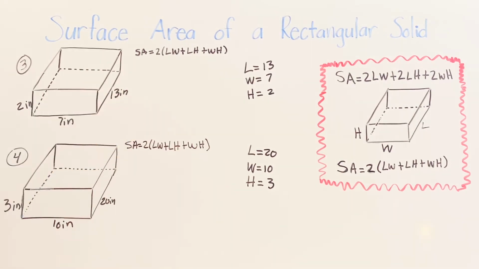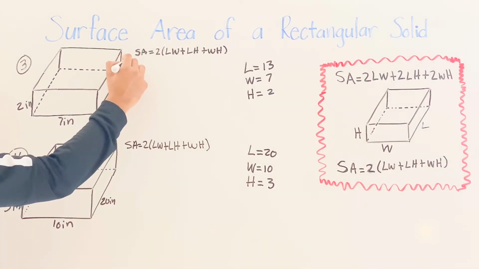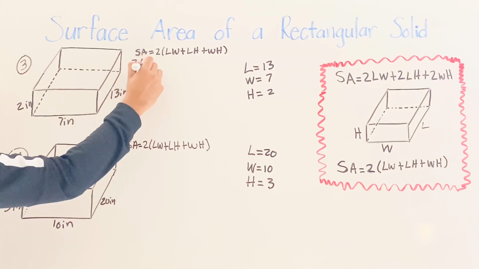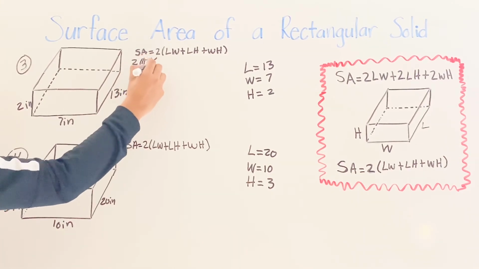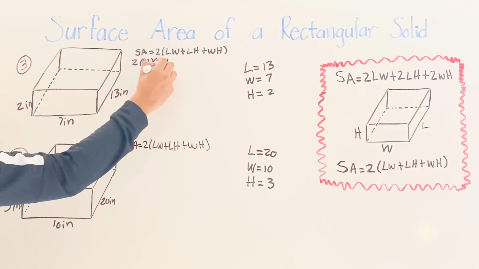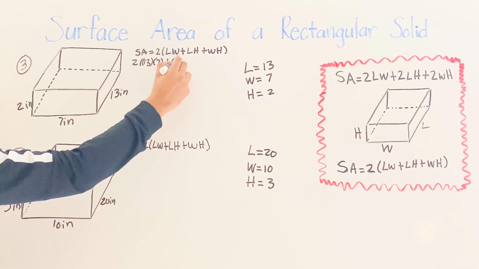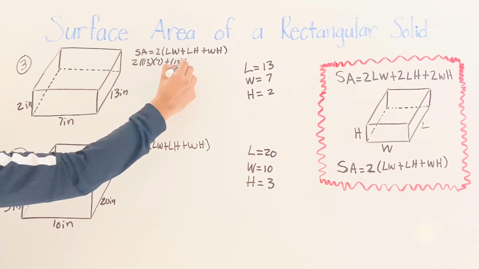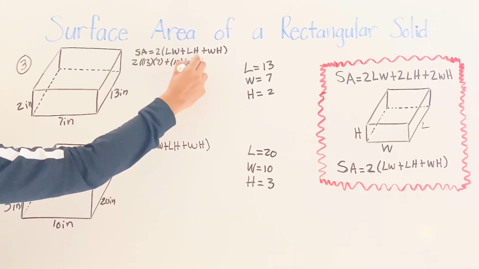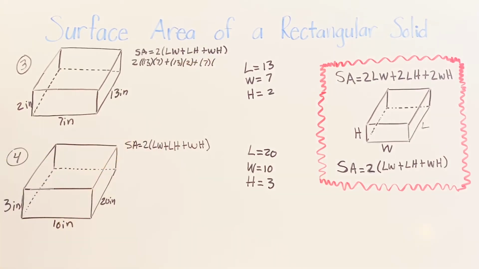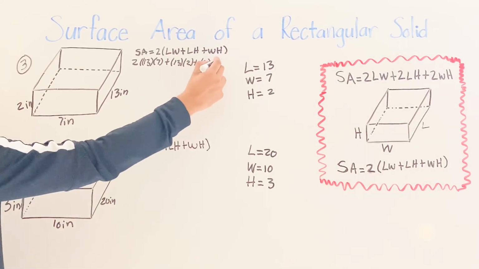On the right-hand side, you saw how I have my length 13, my width 7, and my height is 2. So I'm just going to plug in my numbers. My L is 13, my W is 7, plus my L is 13, my H is 2, plus my W, which is 7, and my H, which is 2.